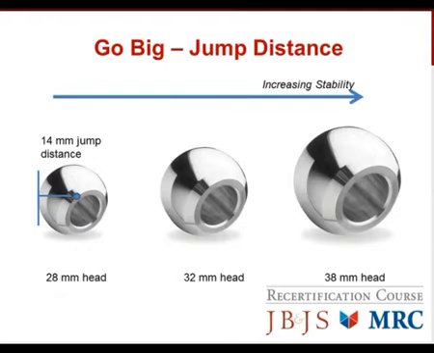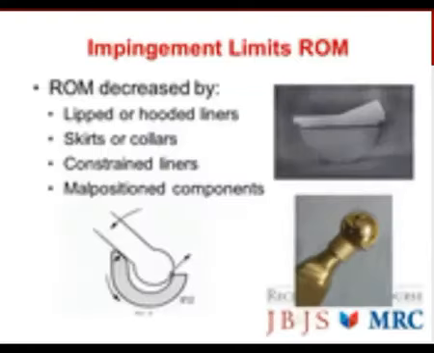So it's easy to understand why as we increase the femoral head diameter, we increase the jump distance and we increase our stability. You can see with a 28 millimeter head, that head has about 14 millimeters it needs to travel before it dislocates. With a 38 millimeter head, of course, that jump distance goes up to 19 millimeters.